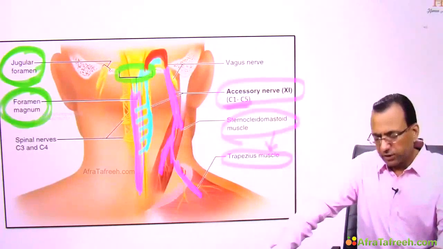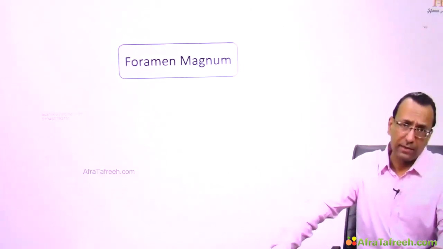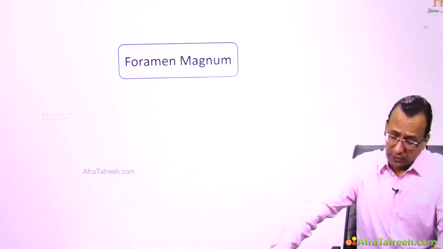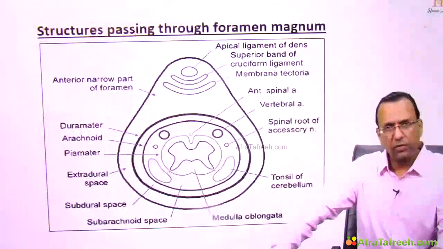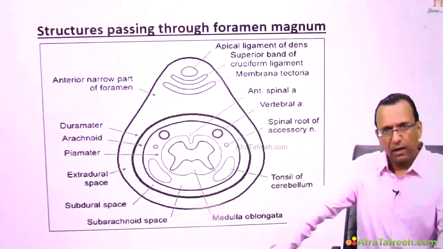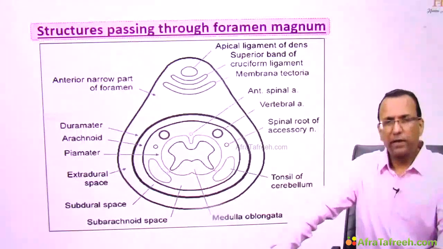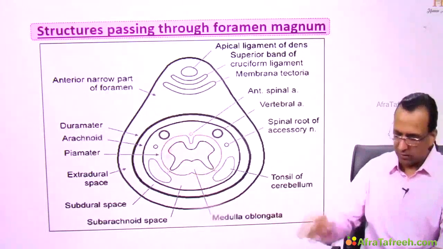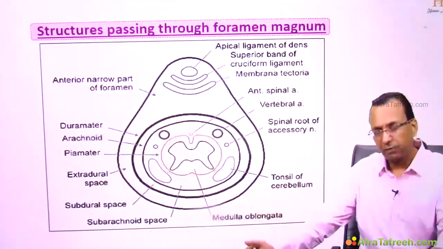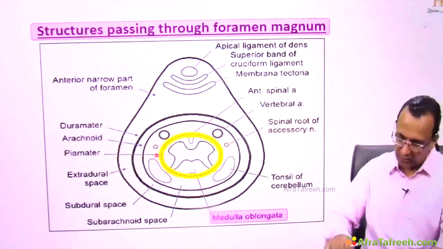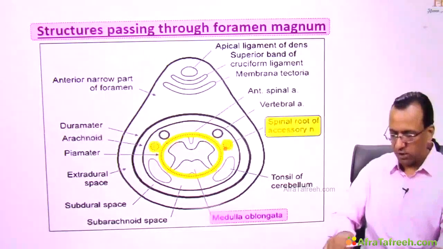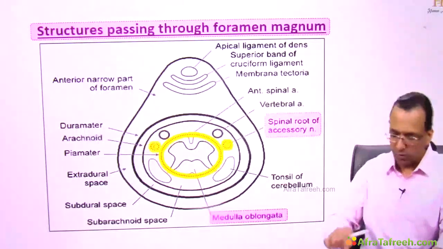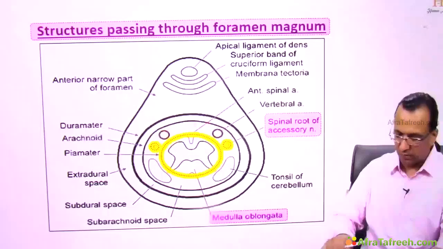One more thing we have discussed was the content of the foramen magnum. We have discussed that the structures passing through the foramen magnum are the lower part of the medulla oblongata, not the spinal cord, followed by the spinal accessory nerve. And what else was following? The two vertebral arteries.